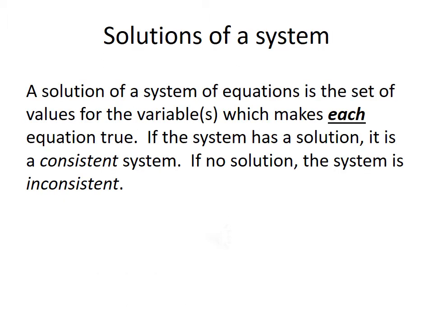When presented with a system of equations, we want to be able to find the solution to the system. So by definition, a solution of a system of equations is the set of values for the variables which makes each equation true. So whatever you find has to satisfy each equation. If the system has a solution, it's called a consistent system. If there's no solution, then it's called an inconsistent system.